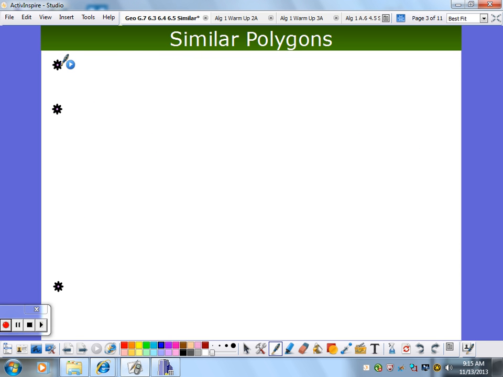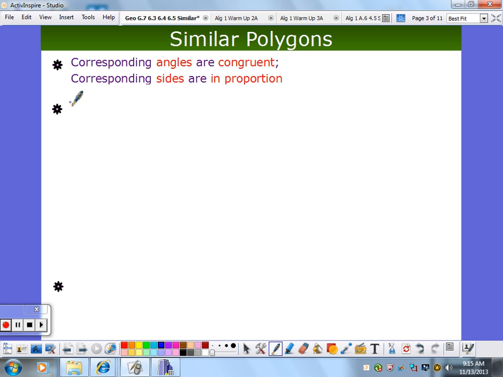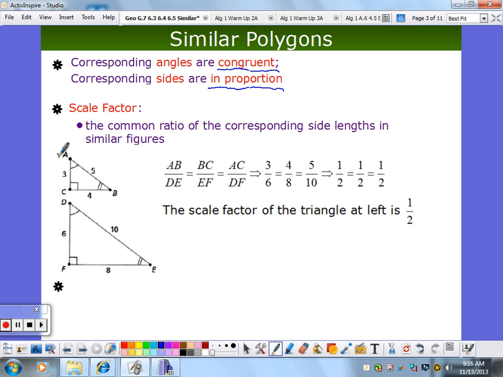What else we got? Similar polygons. Corresponding angles are congruent. Okay, I'm trying to underline with my slate. Almost. But the sides are in proportion. Now remember, in congruence, we said the sides were congruent too. But not with similarity. With similarity, they have to be in proportion, which is why we've been practicing our proportions.